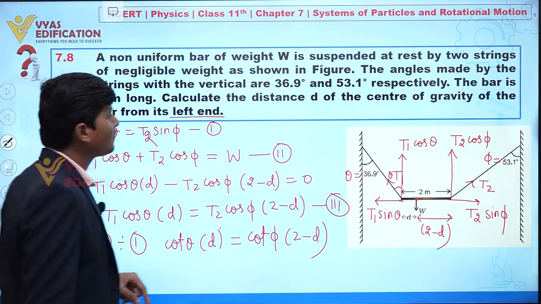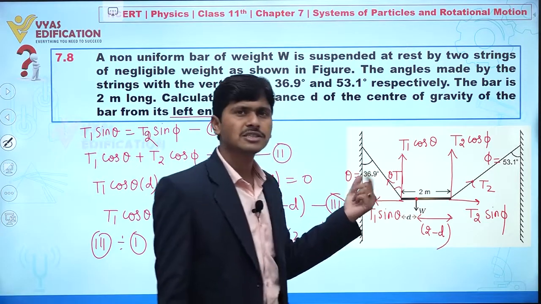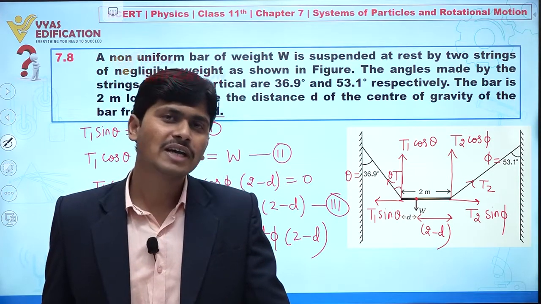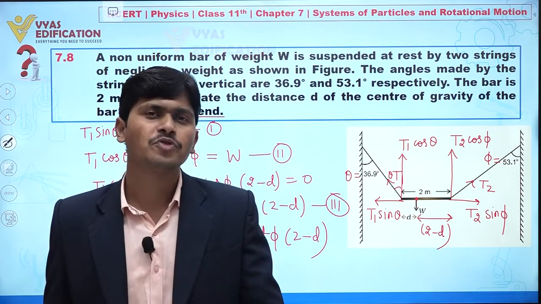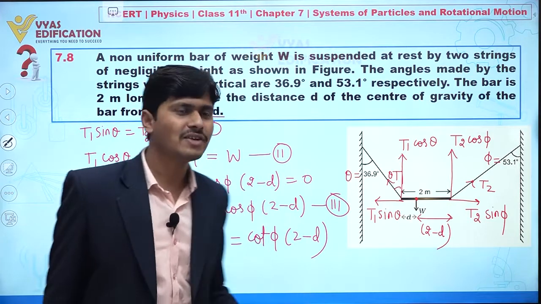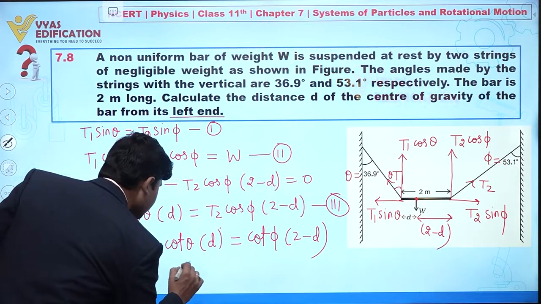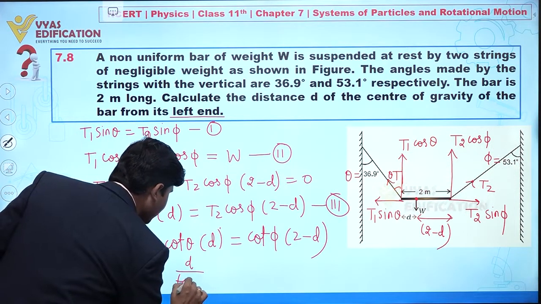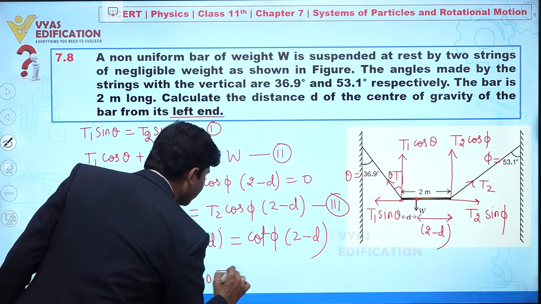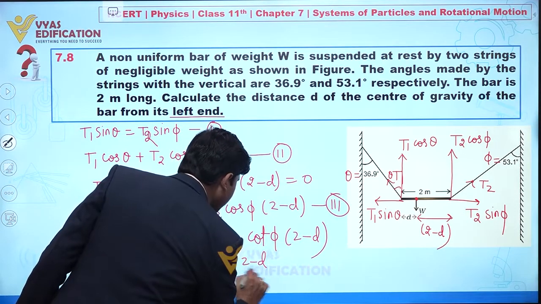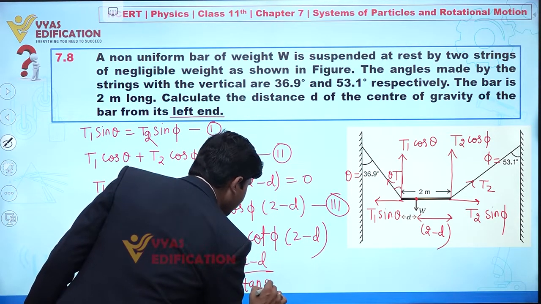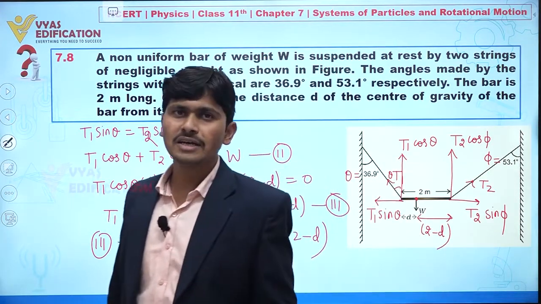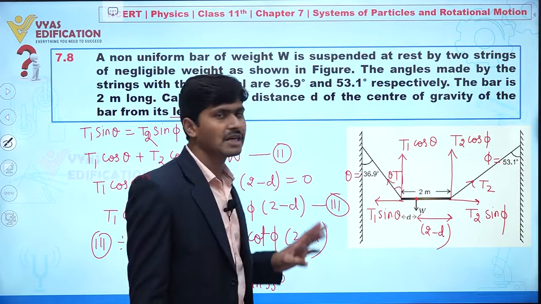So the value of theta is given as 36.9. Now you can say, sir, we don't know the angle, how can we calculate it for 36.9? So approximately you can take 37. Clear? So I am writing like this: d divided by, we can also write like this, cot 37 is equal to (2 minus d) divided by cot 53. Because here it is given 53.1 degree, so I can say this is approximately 53.